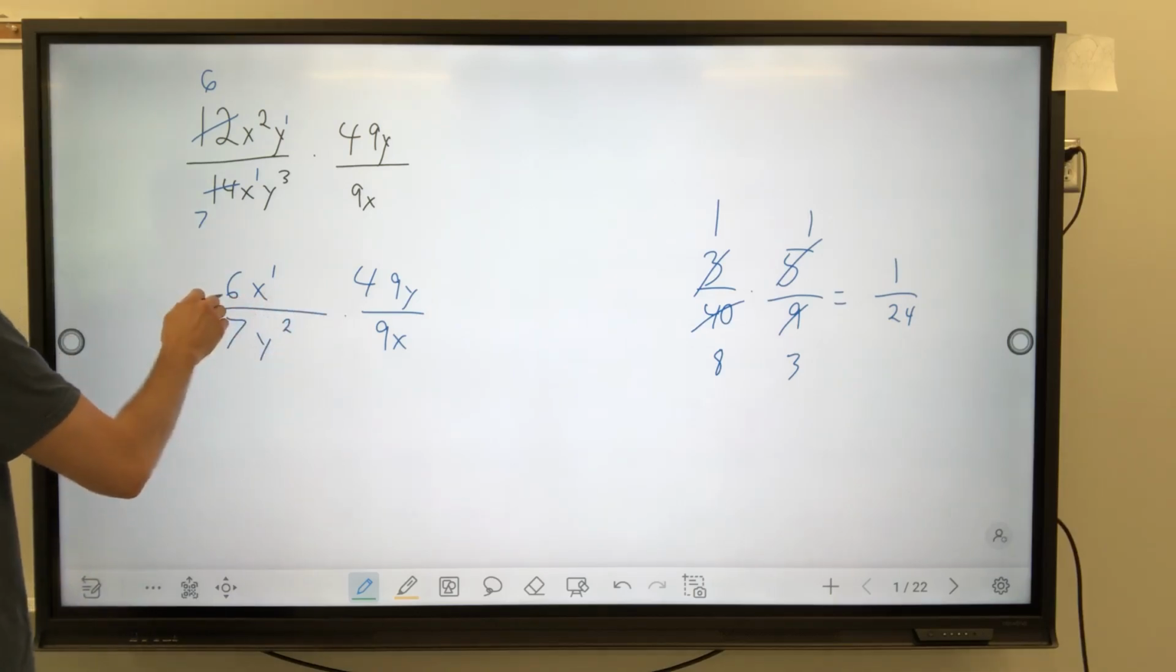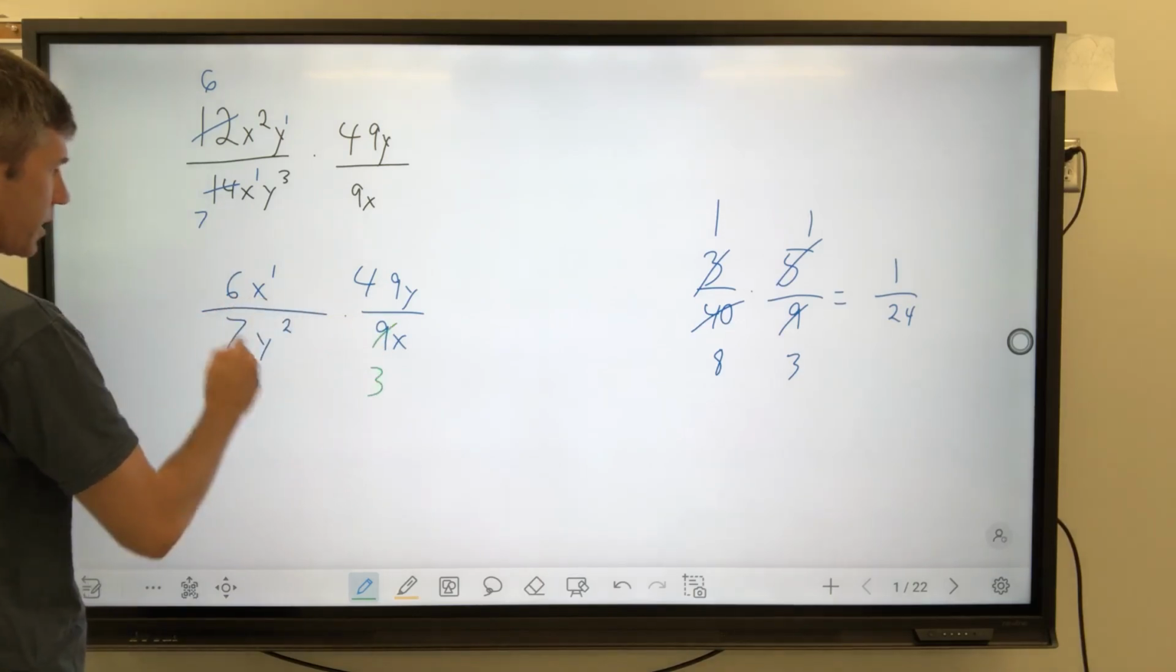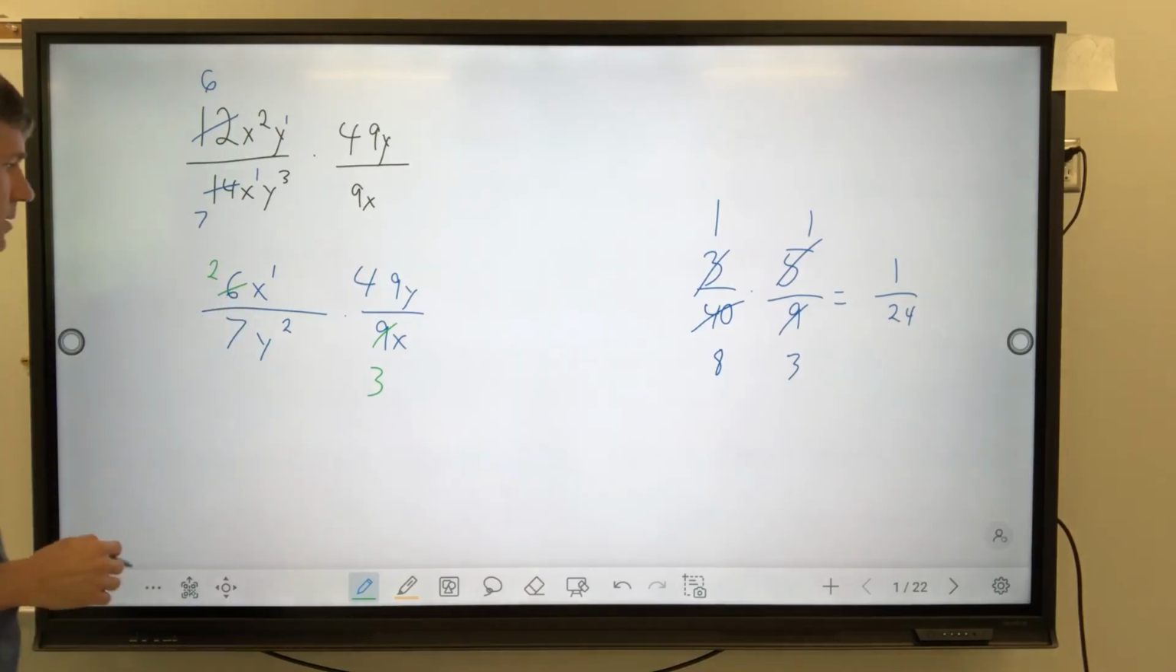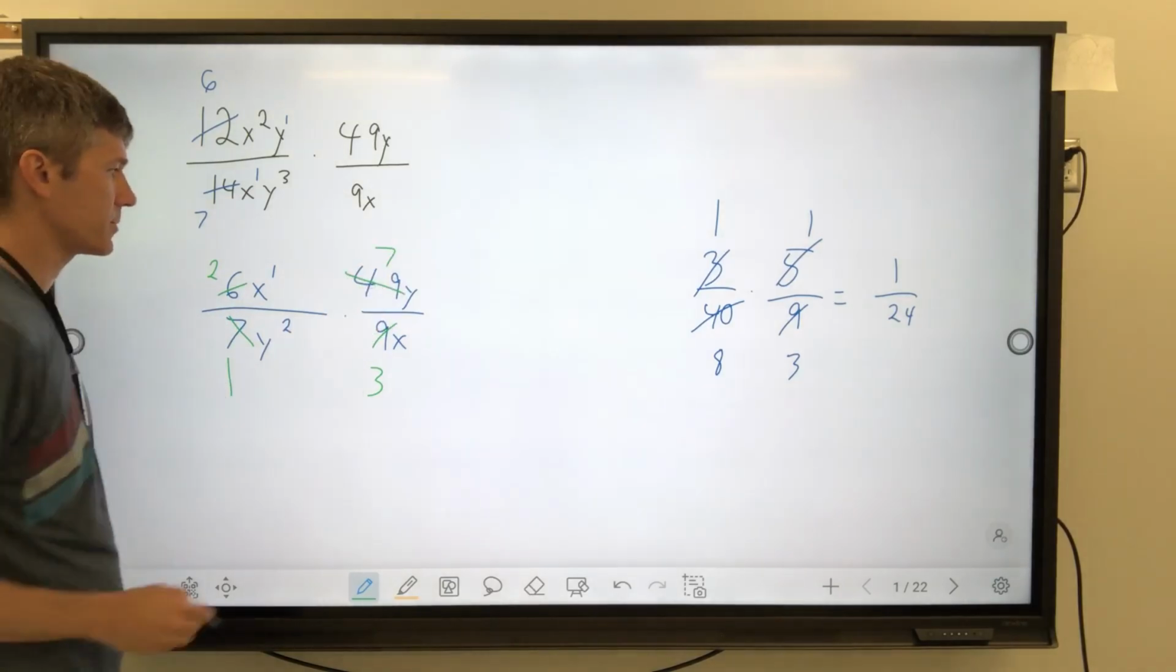Okay, let's do 6. It's 2 times 3. Oh, there's a 3 that goes into that. 3 goes into that 3 times. 3 goes into that 2 times. Lucky us, okay? Oh, 7 goes into 7 once. 7 goes into 49 7 times.